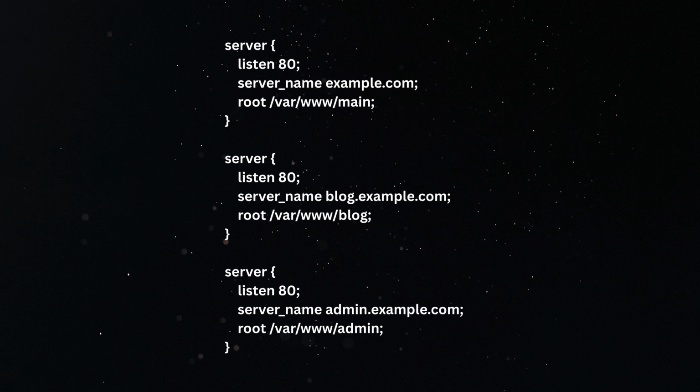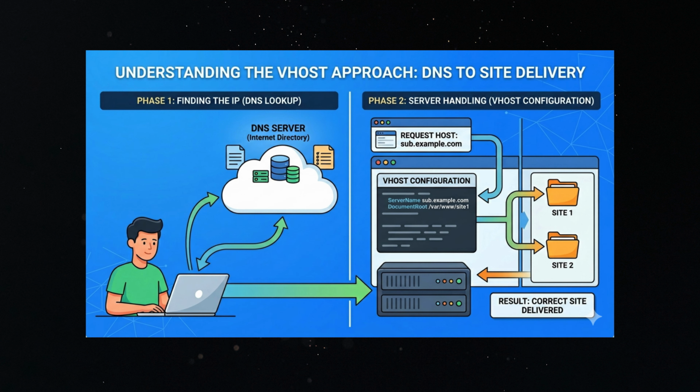So, an example script for multiple vhosts in one server might look like this. The vhost approach uses DNS to find the server's IP, and then the server uses vhost configuration to decide which site or subdomain to show.